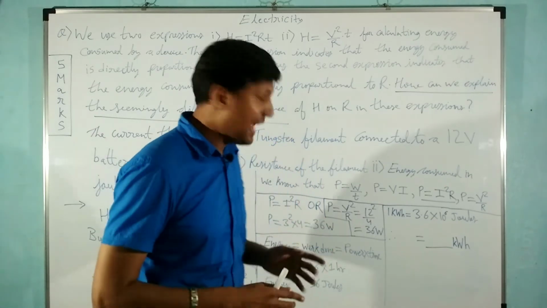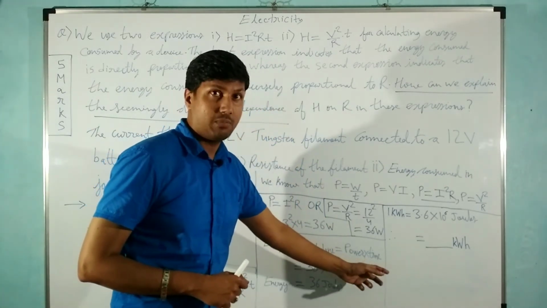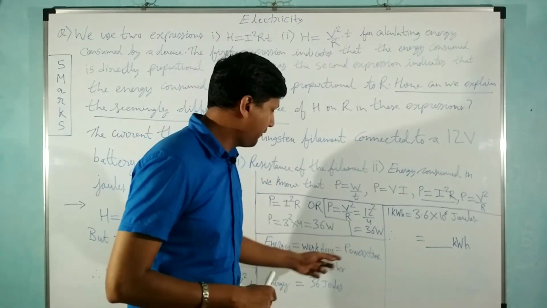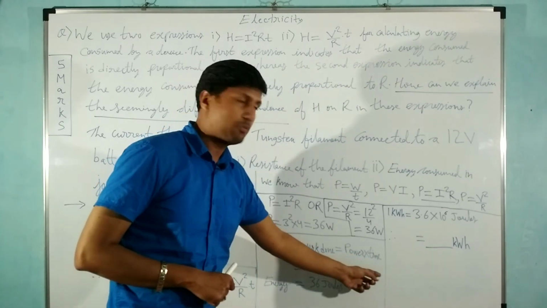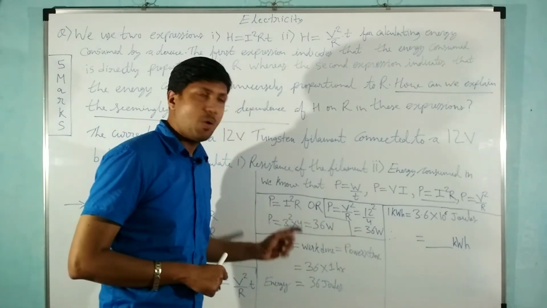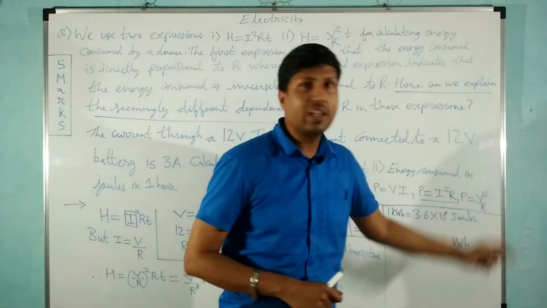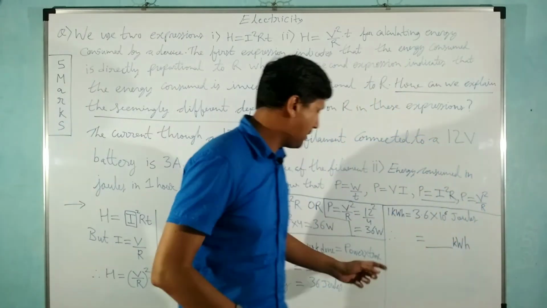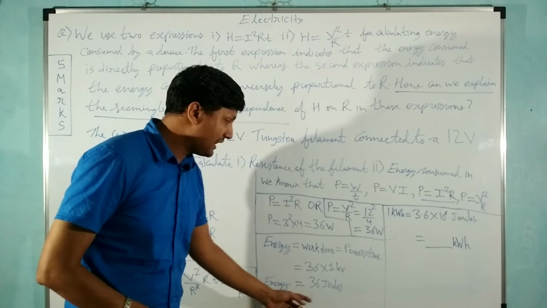Now what do we know? Energy or work done is power into time. So we already know that power is work done upon time. So if we keep work done on the LHS, what remains is power into time. So we know that the power is 36 watt. So 36 into 1 hour. What do we have to find? Energy consumed in joules in 1 hour. So time is 1 hour. So the energy will be 36 joules.